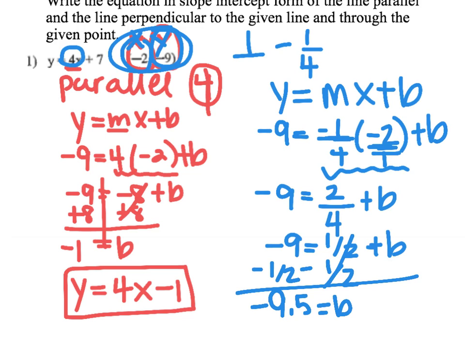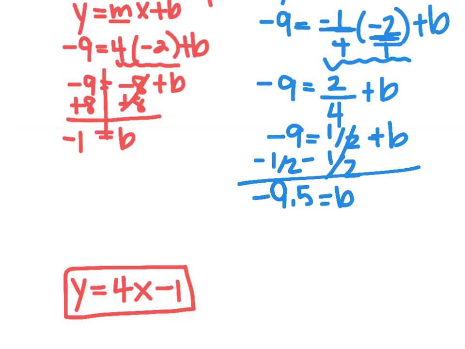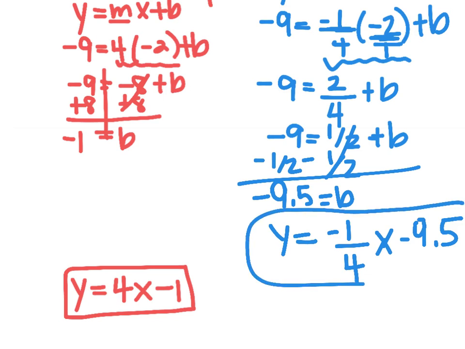When you're talking about graphing the y-intercept, you go down 9.5, and that's fine to leave as a decimal. Okay, so the equation here would be y equals slope, which because it's perpendicular is -1/4, x plus b, and b is -9.5. Okay, so the red line is parallel to the original line. The blue line is perpendicular to the original line. The red and the blue line both go through the same point. Okay?